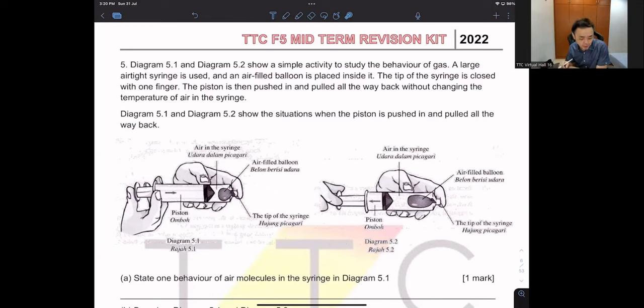A large airtight syringe is used. An air-filled balloon is placed inside. The tip is closed with one finger, and then the piston is pushed in and pulled out all the way without changing the temperature. Here's your keyword: temperature never changes. You will understand later why this is important.